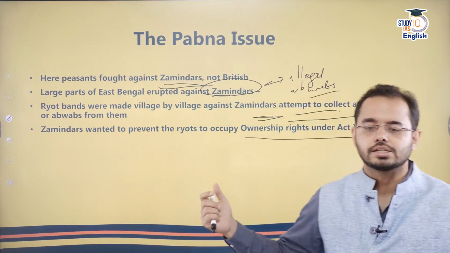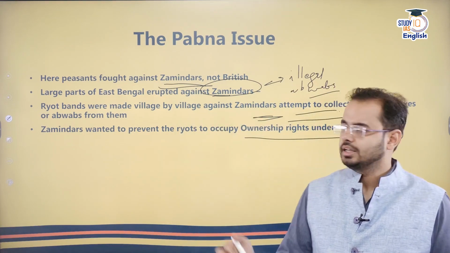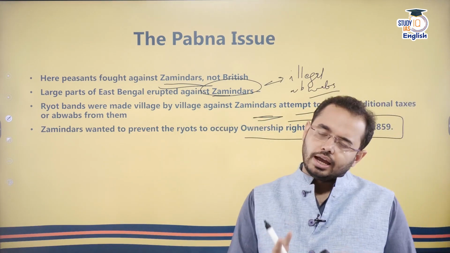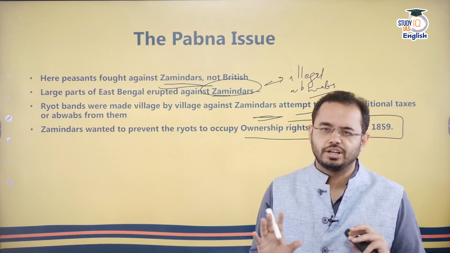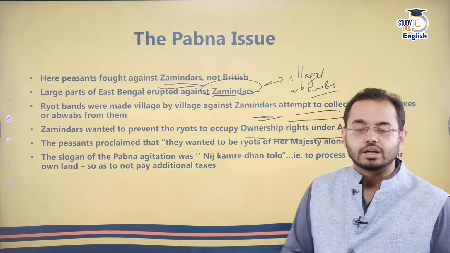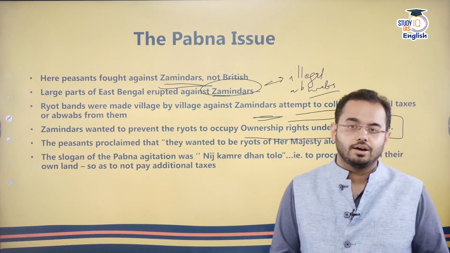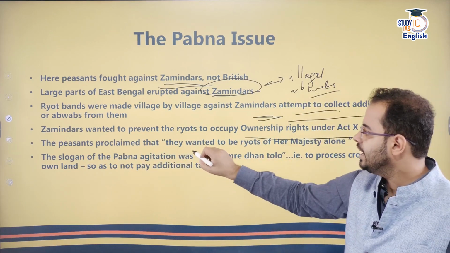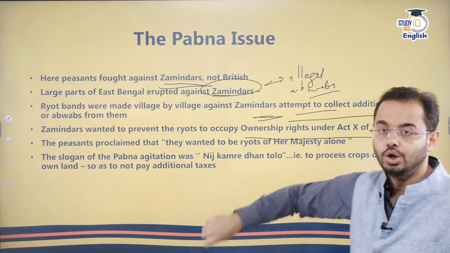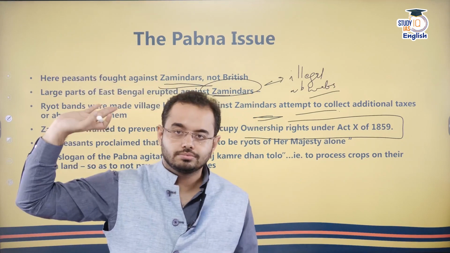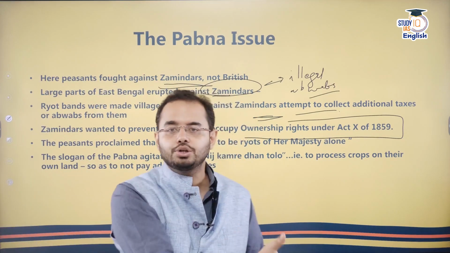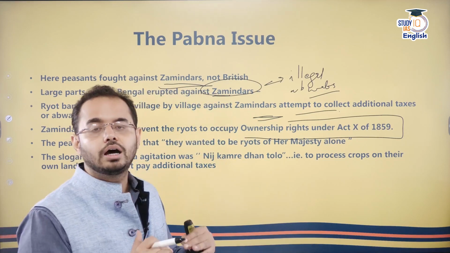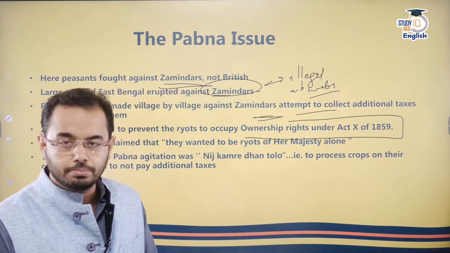So every year they wanted to change the tenants. Because of all of this, zamindars started asking for more additional tax, and the peasants were very much agitated with this. The peasants proclaimed, and this is a very interesting statement which is only coming from Pabna, and you must read the statement. It says that they wanted to be the ryots of Her Majesty alone. That is, the peasants were saying that we want to give tax to Her Majesty, that is to Queen Elizabeth alone. We don't want to give taxes to the zamindar. Why are you putting the zamindar in the middle? This was what the Pabna agriculturists or peasants demanded.